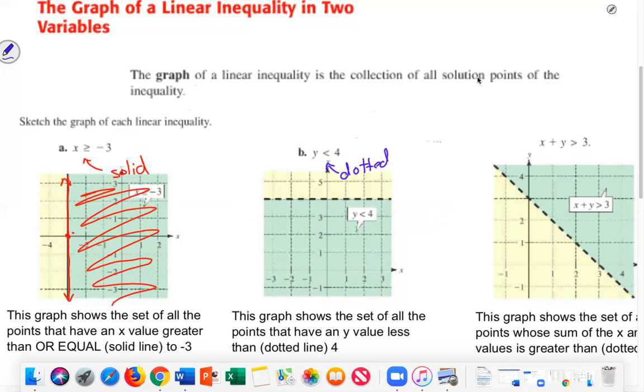Y equals a number is going to be a horizontal line. So we go to where Y is 4, which is right, let's see, where's my Y? Right here. And then I'm going to make a dotted line through that. Now it says Y is less than 4. So where are my numbers less than 4? Above or below? Below. So that's why I shaded below. So that's my answer.